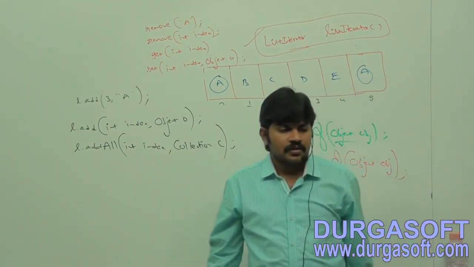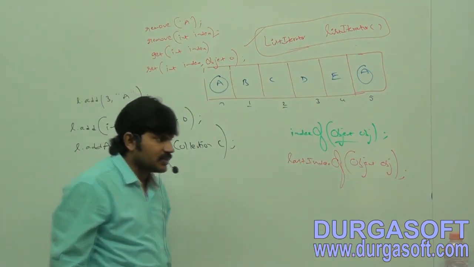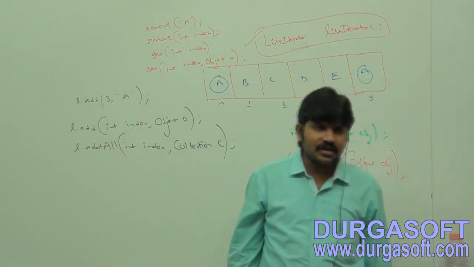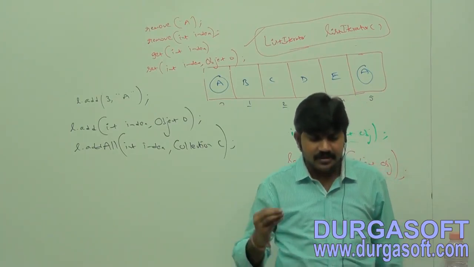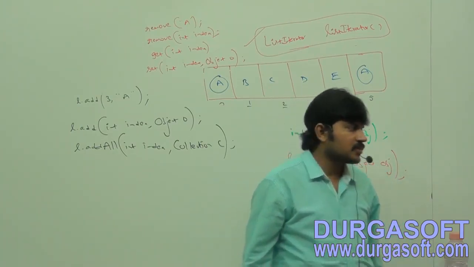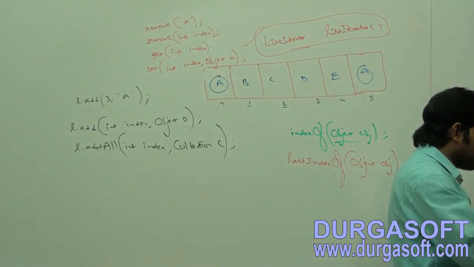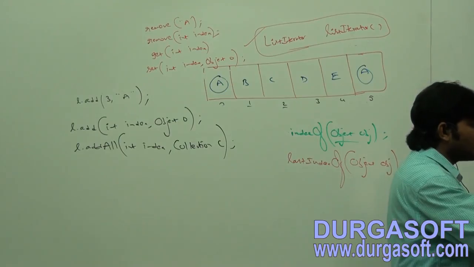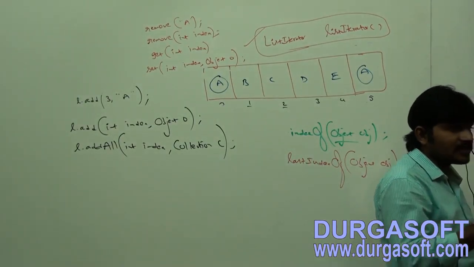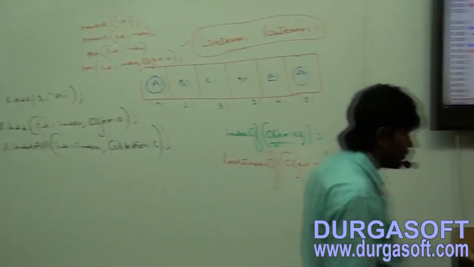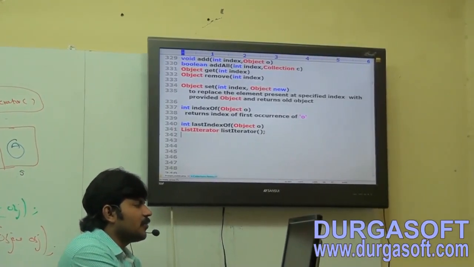The List interface defines the following specific methods. Now a total of 8 methods are there here. Take all these 8 methods. Can you please cross check for one minute? Are you getting any new method?